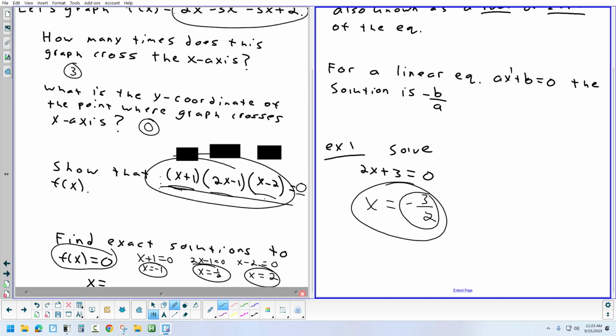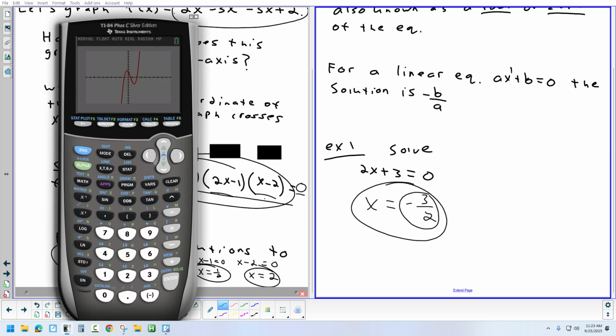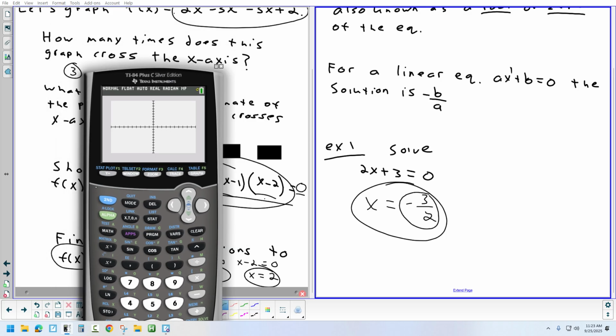You just have to get used to saying different words, because in the question I might say find the root, or I might say find the 0, or I might say find the x-intercept. And we can graph that. I mean, that's a pretty simple one. But if you graph 2x plus 3, you're going to notice it crosses at negative 1.5. That's the root that we just found.